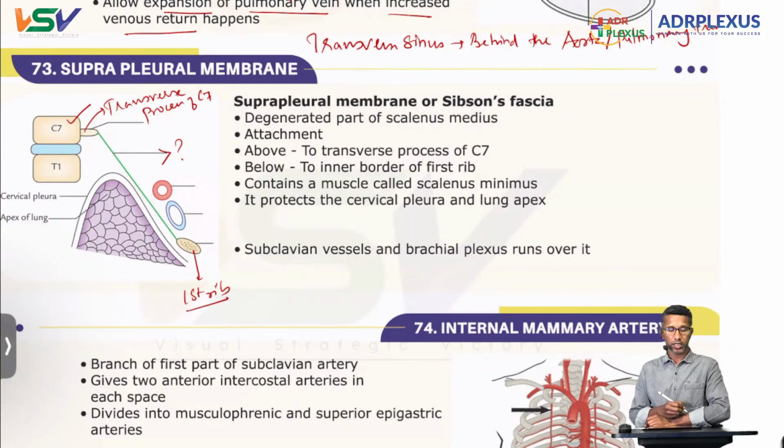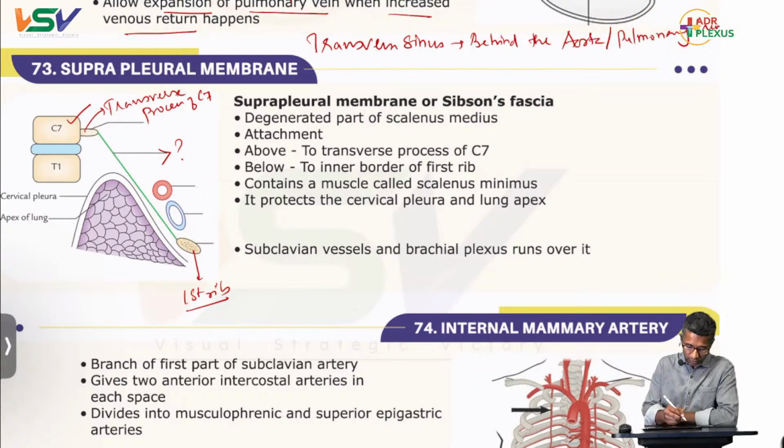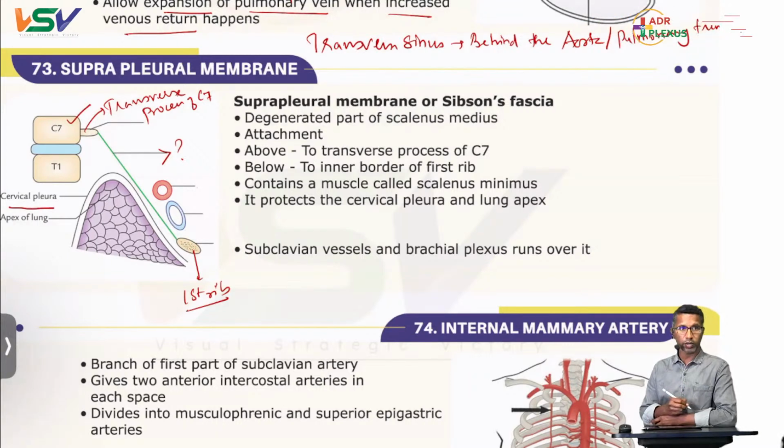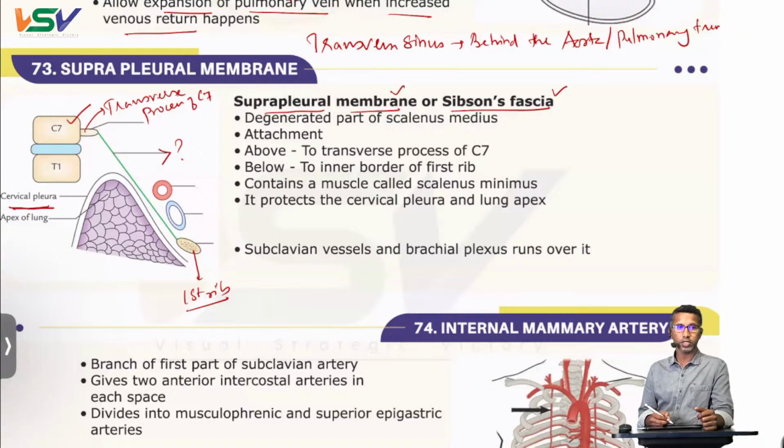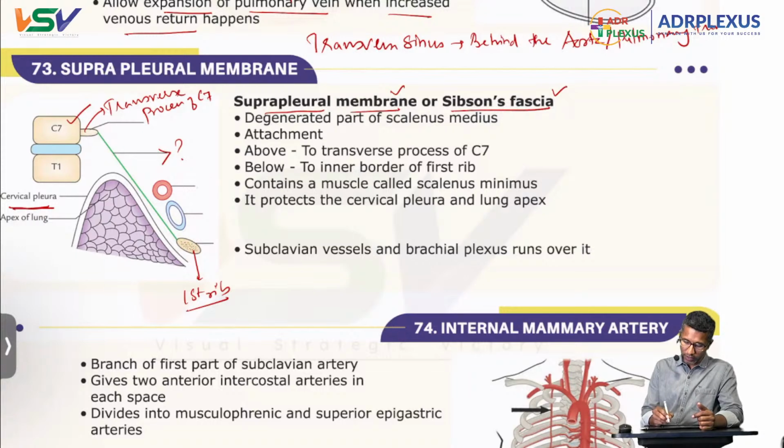This membrane covers the cervical pleura. So this cervical pleura is covered by this membrane. This membrane is called the suprapleural membrane, also called Sibson's fascia. Now what is this fascia basically? This fascia is a degenerated part of the scalenus medius muscle.